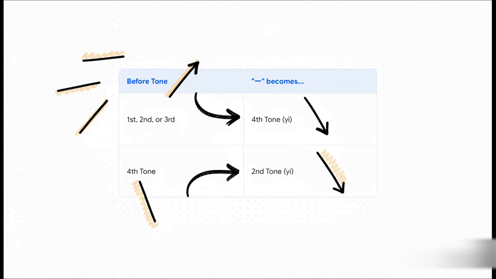Now, let's look at the number 1, or yi. This word is a real chameleon. Its tone changes depending on what comes after it, all to help the sentence flow better. As you can see, its default is that high first tone. But if the very next word has a first, second, or third tone, yi changes to a falling fourth tone, yì. And if the next word is also a fourth tone, it bounces up to a rising second tone, yí. It's all about making it easier to say.